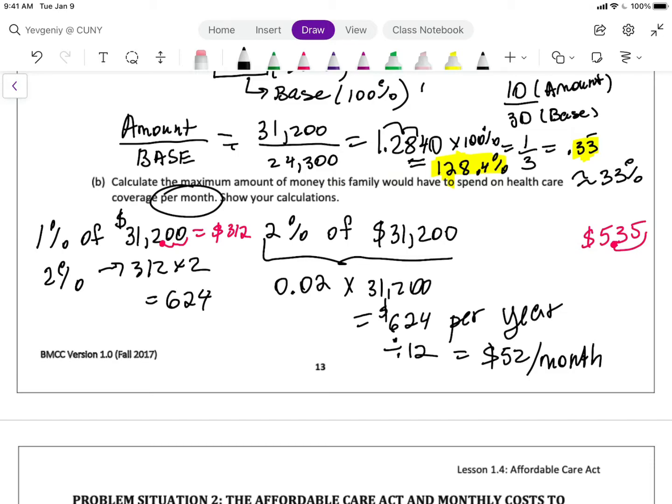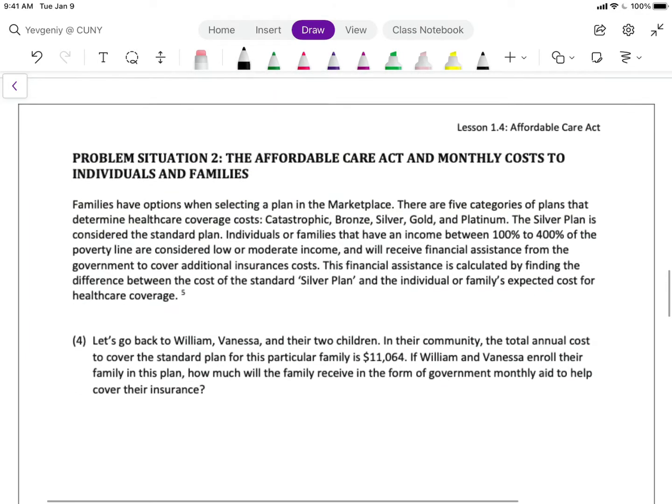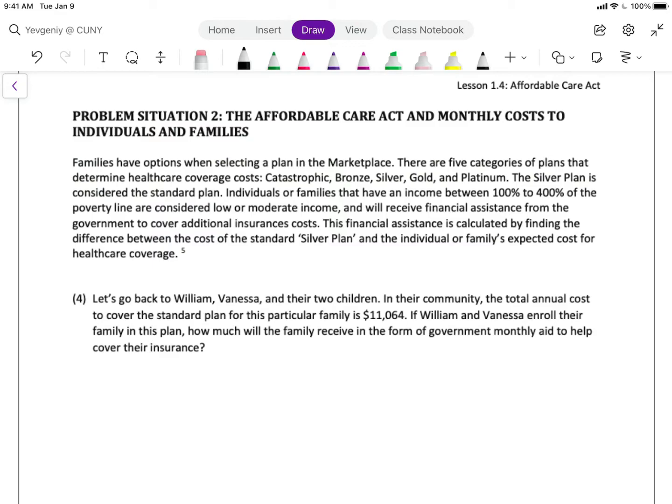Okay? Alrighty, so now let's look at this example a little bit deeper, just to understand what goes behind all of this, because the plan itself costs more. The family pays that amount, but then the question is, who pays the rest? Government pays the rest. How much do they pay? Well, that's where that problem situation number 2 comes in.